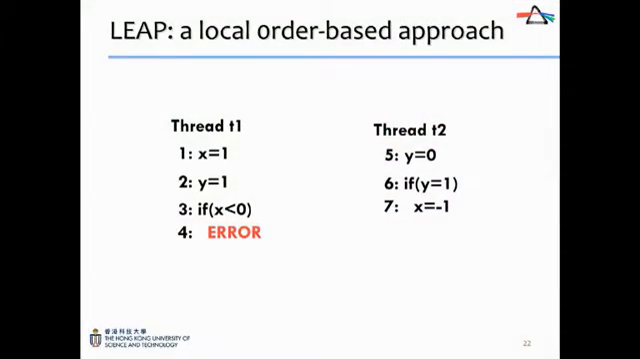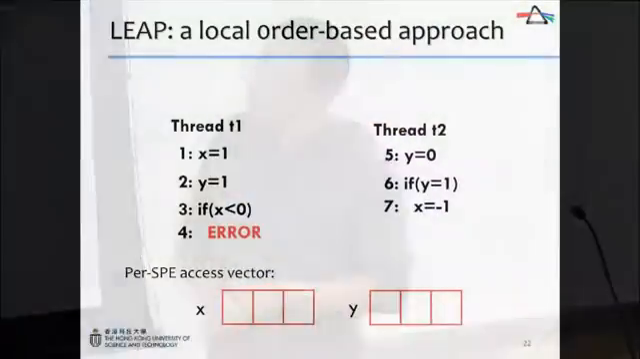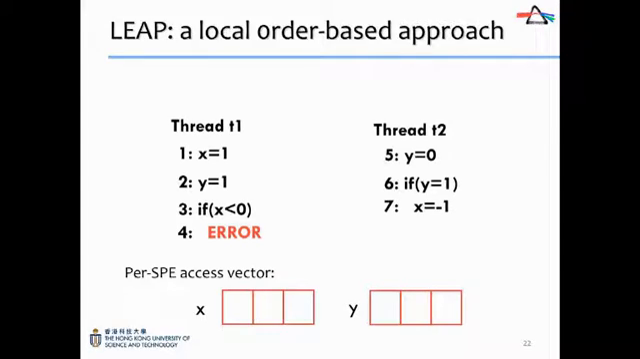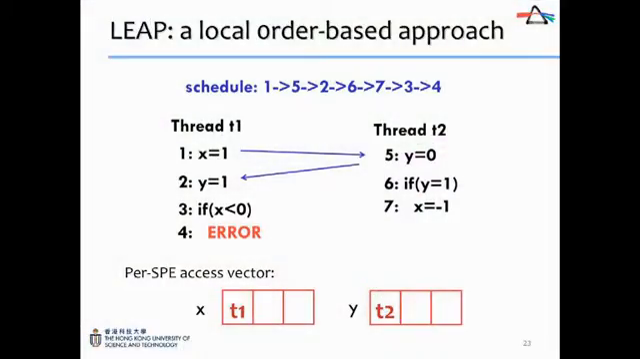I want to first talk about Leap. It is a very simple idea that improves upon the Respaly work. Instead of associating each thread with a clock, we associate each shared variable with a sort of access vector. As the program executes, we just record the sequence of threads that each shared variable sees during the execution. So we maintain the access vector for each of the shared variables.